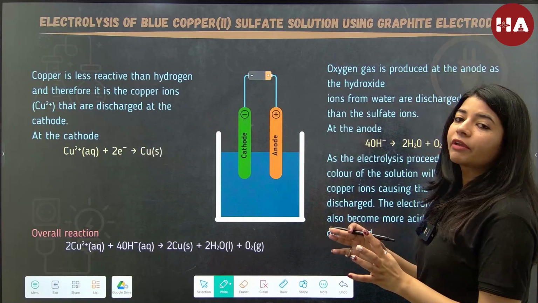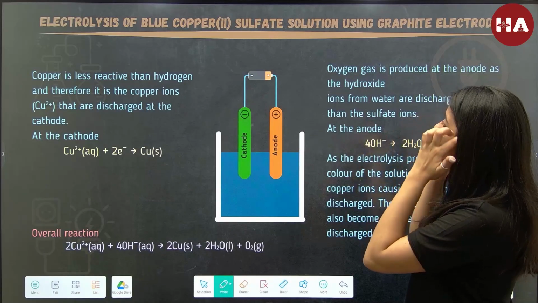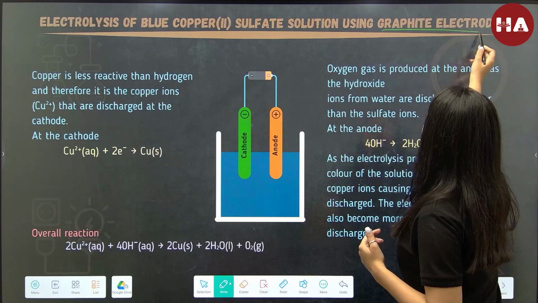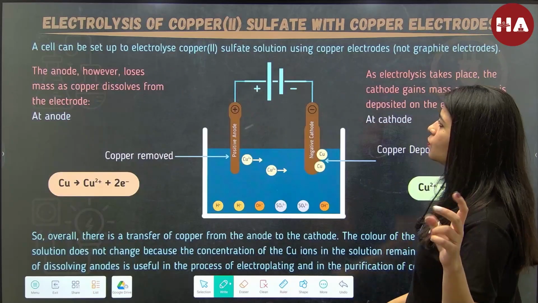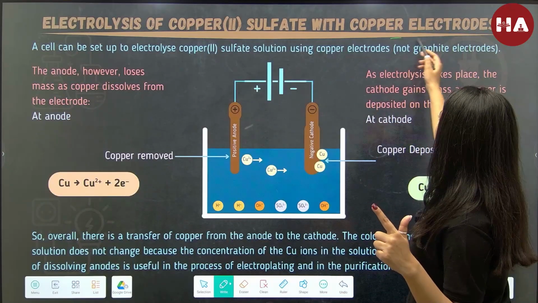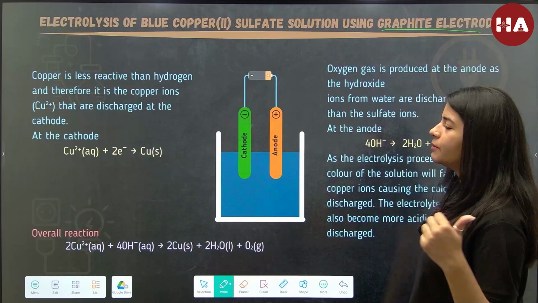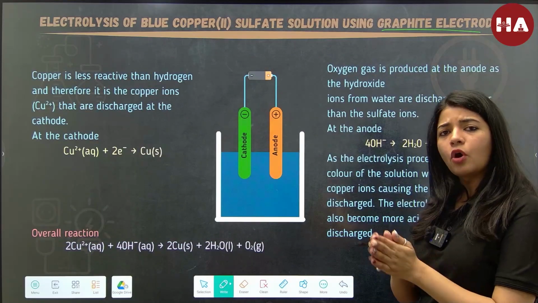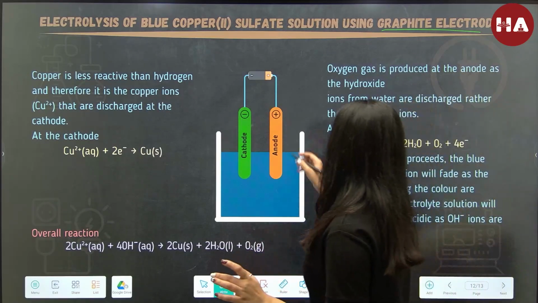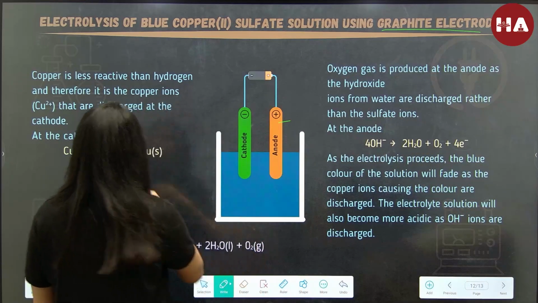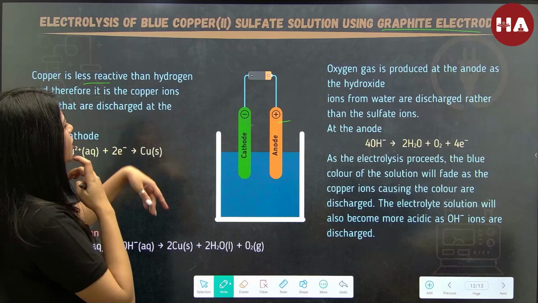Okay, so now we will be discussing the electrolysis of blue copper sulfate solution using graphite electrodes. There are two electrolyses like this, one with graphite electrode and then one with copper electrode. So don't get confused. First we will be discussing the graphite electrode. So far we have discussed the examples of graphite electrode only. Okay, so these are the graphite electrodes.